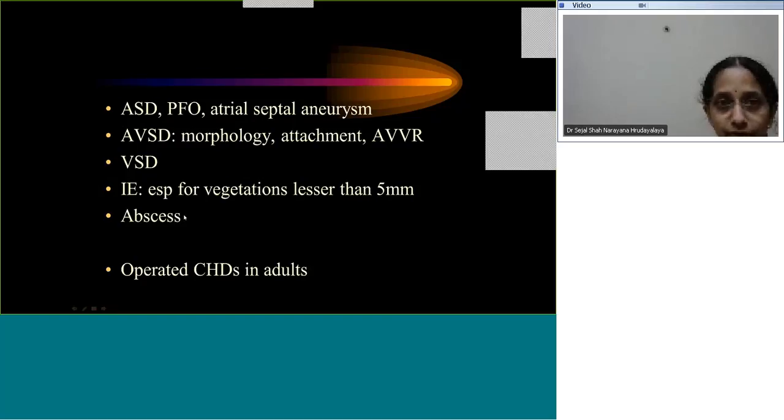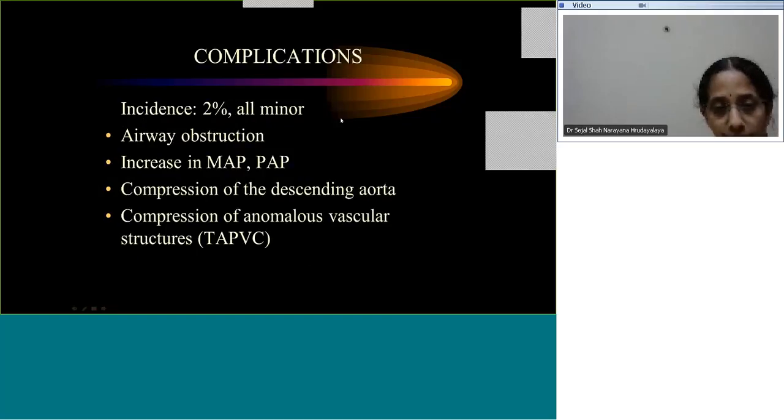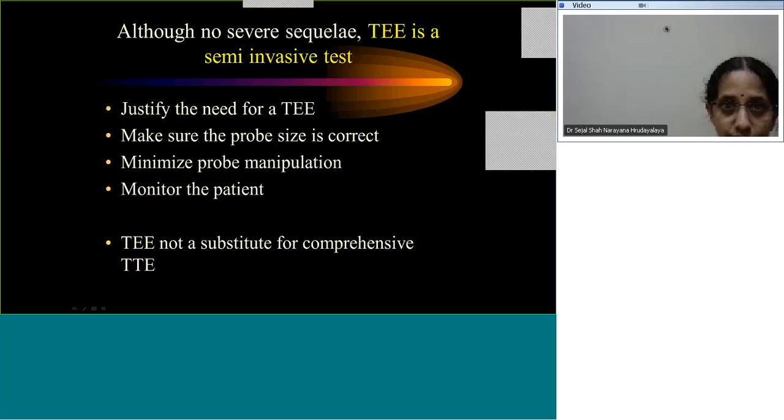Now, complications are very rare if basic precautions are taken, and sometimes it can actually compress the bronchus, the descending aorta, etc., or sometimes cause airway obstruction. Other than that, complications are very rare, and it's a safe procedure. But though it is safe, it is semi-invasive.